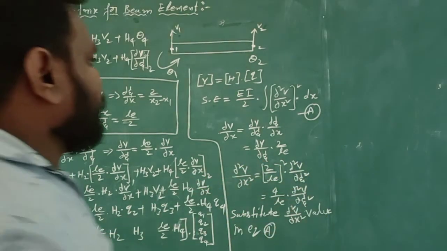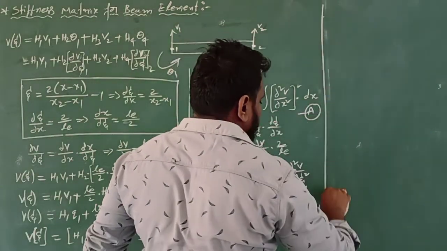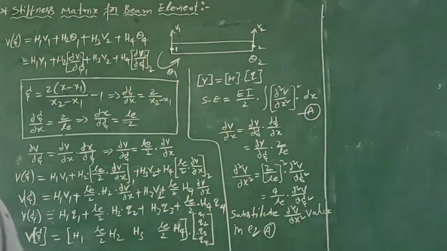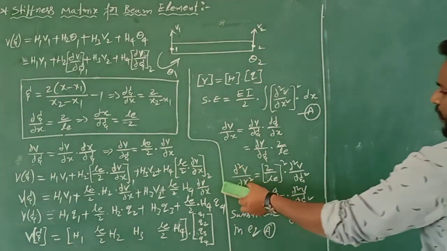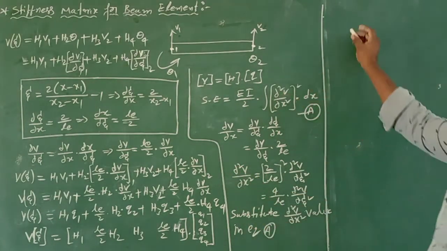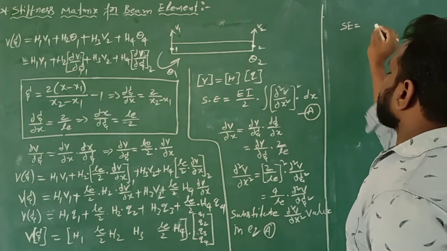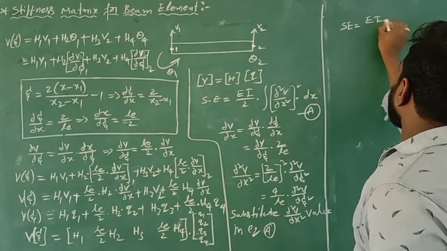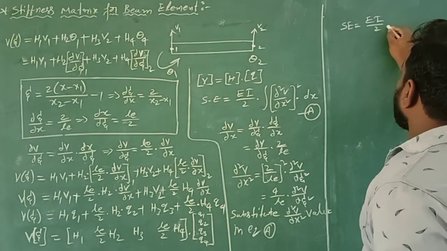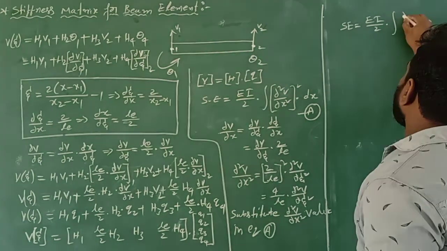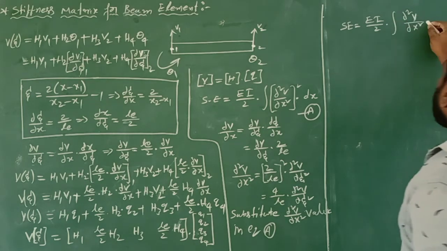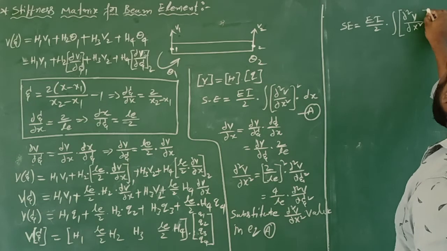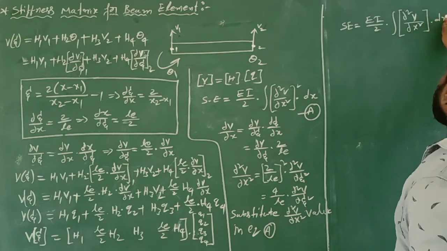Okay, in this equation, substitute the dou square V by dou x square value. We know strain energy is equal to EI by 2 into integral of dou square V by dou x square into dou square V by dou x square into dx.